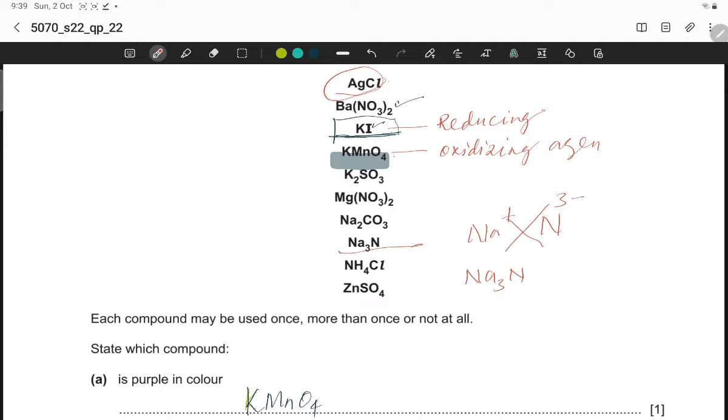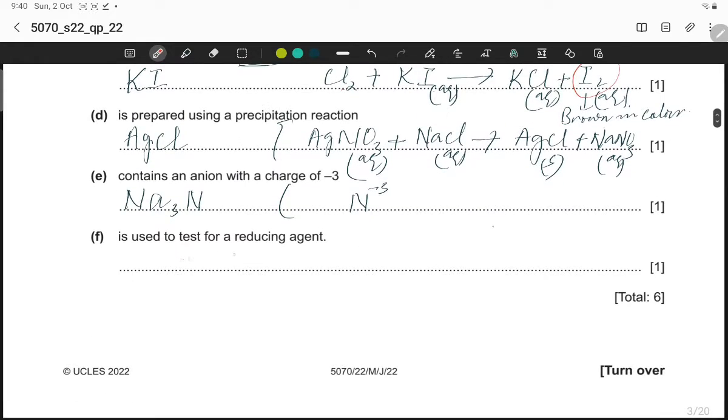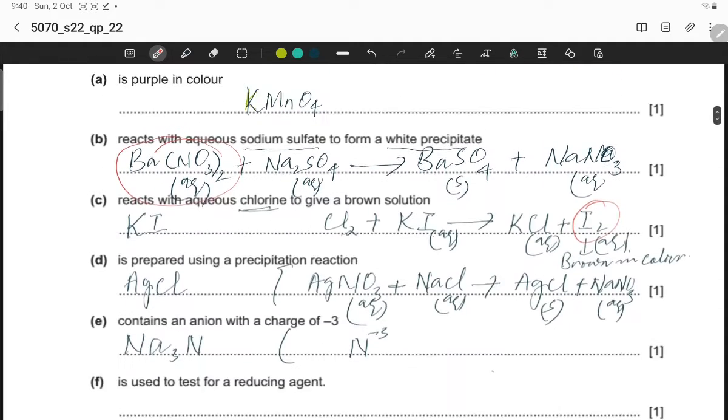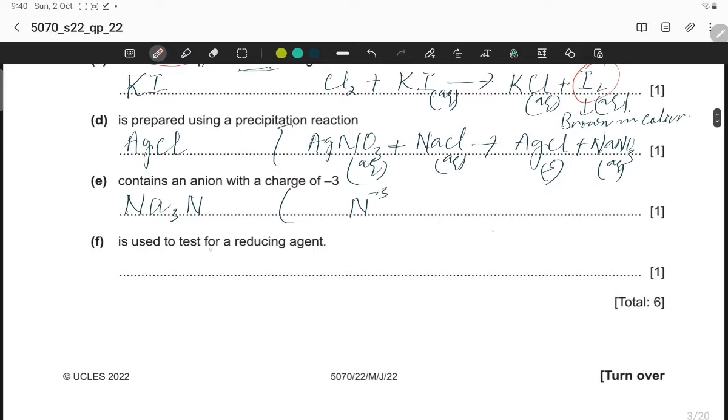Students often make this mistake that when it is written is used to test for reducing agent, they quickly write down potassium iodide, but this is used to test for oxidizing agent. You know that for oxidizing and reducing agents, the opposite reagent is used. If used to test for reducing agent, use oxidizing agent. So here, to test for reducing agent, you must write down KMnO4, because KMnO4, potassium manganate 7, is used to test for reducing agent.